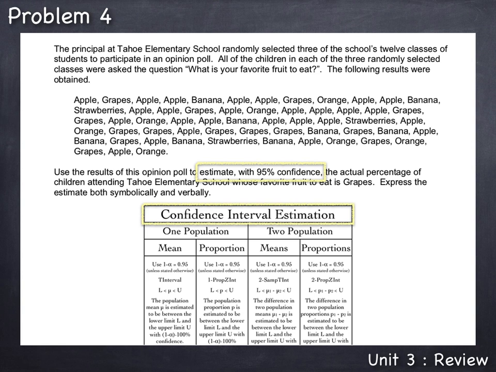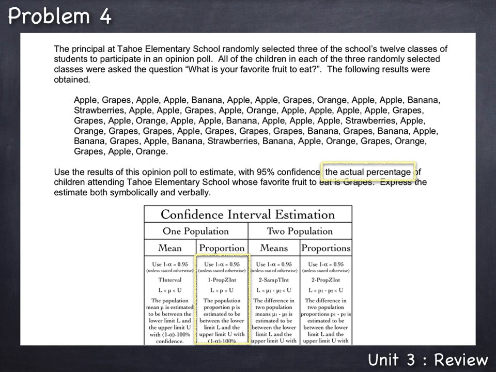And since we're making an estimate for the children attending Tahoe Elementary School, this is just one population of students. And what we're estimating is the actual percentage. Percentages are proportions. So we'll be constructing a confidence interval estimate for one population proportion. We could look to these steps here as a guide to help us through this procedure.